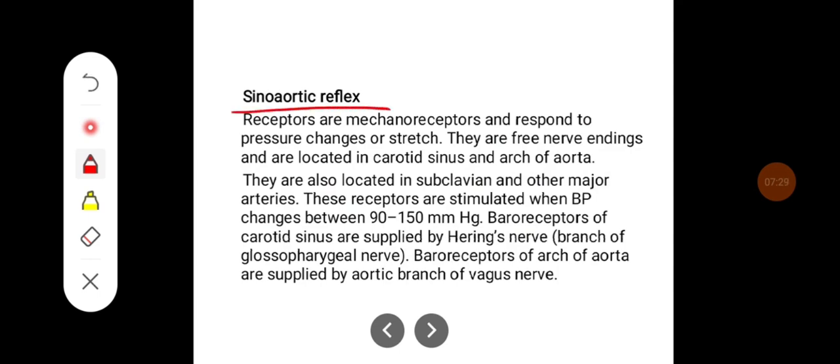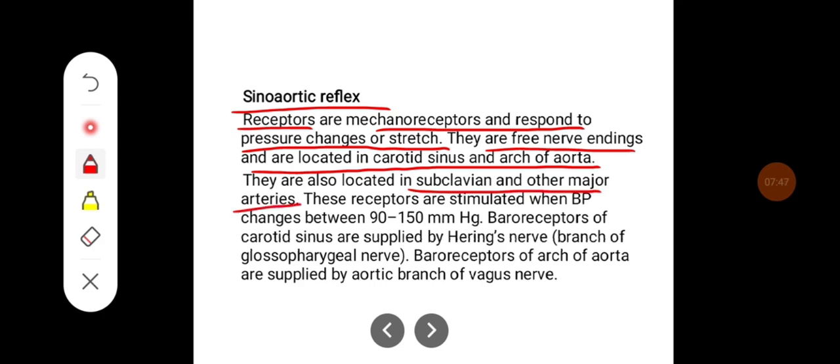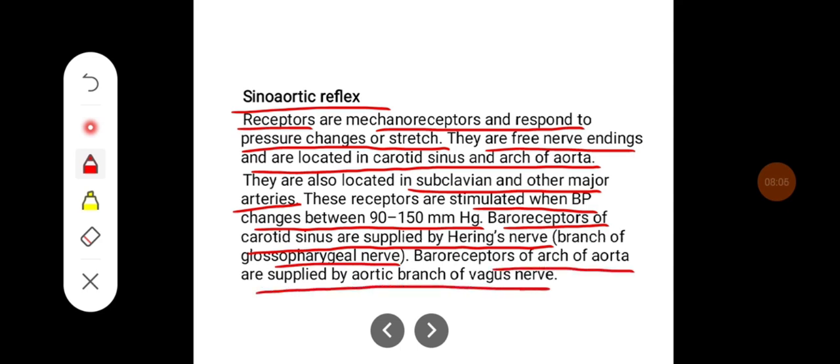Sinoaortic reflex receptors are mechanoreceptors and respond to pressure changes or stretch. They are free nerve endings and are located in the carotid sinus and arch of aorta. They are also located in the subclavian and other major arteries. These receptors are stimulated when BP changes between 90 to 150 mm of Hg. Baroreceptors of the carotid sinus are supplied by Hering's nerve, a branch of the glossopharyngeal nerve. Baroreceptors of the arch of aorta are supplied by the aortic branch of the vagus nerve.